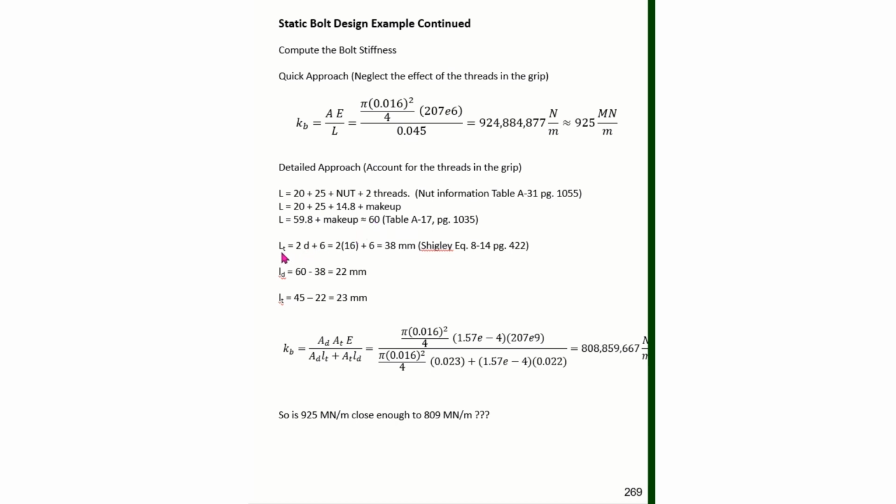Now I need to get the threaded length of the bolt, and to do that I use this equation given as equation 8-14.